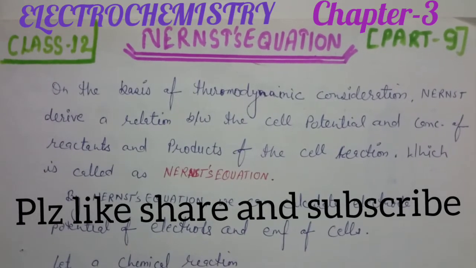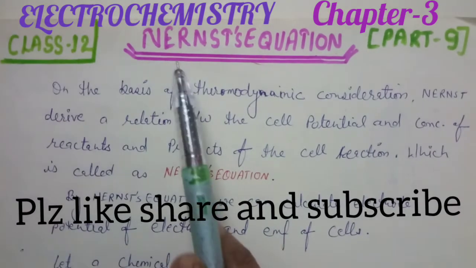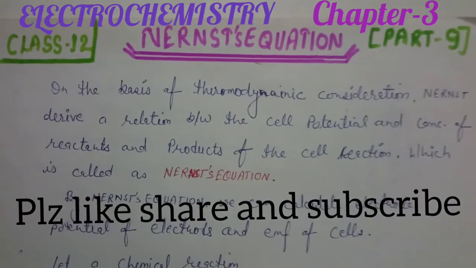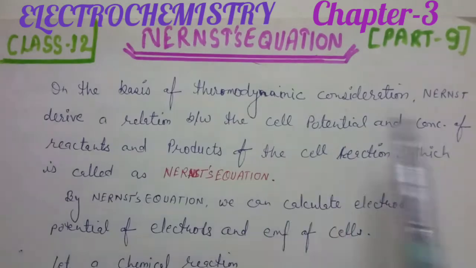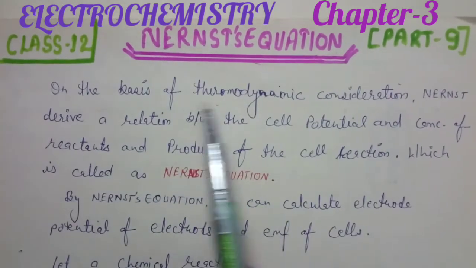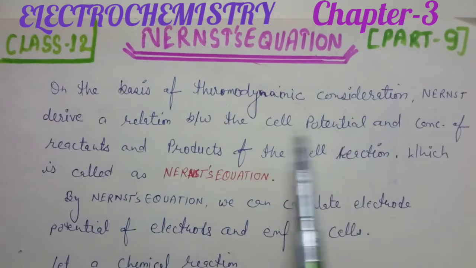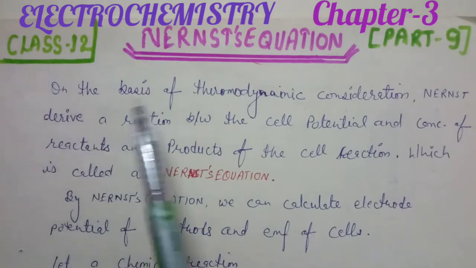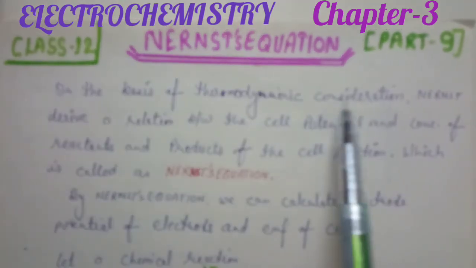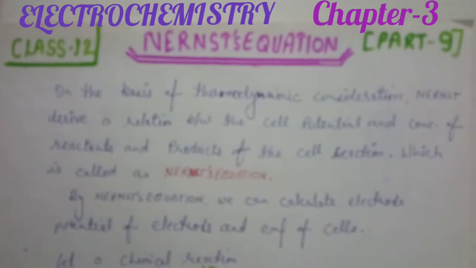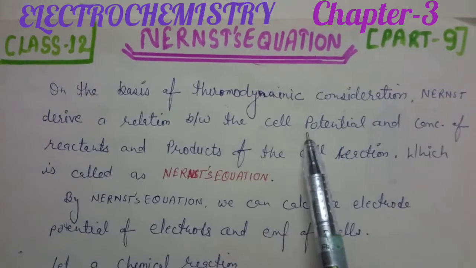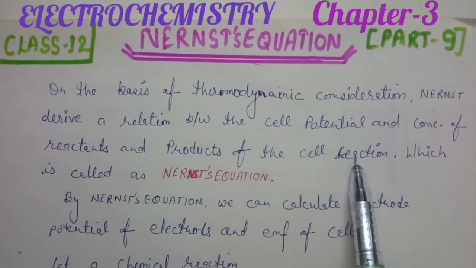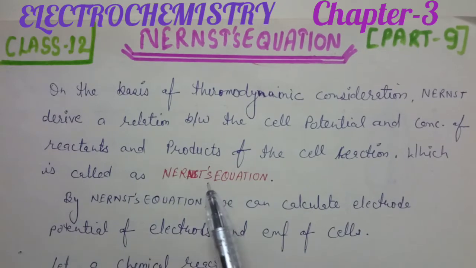We are studying electrochemistry. In this video, we will discuss the Nernst equation and its importance. First of all, what is the Nernst equation? Nernst was the scientist who derived a thermodynamic relationship between the cell potential and the concentration of reactants and products. On the basis of thermodynamic considerations, Nernst derived a relation between the cell potential and the concentration of reactants and products of the cell reaction, which is called the Nernst equation.